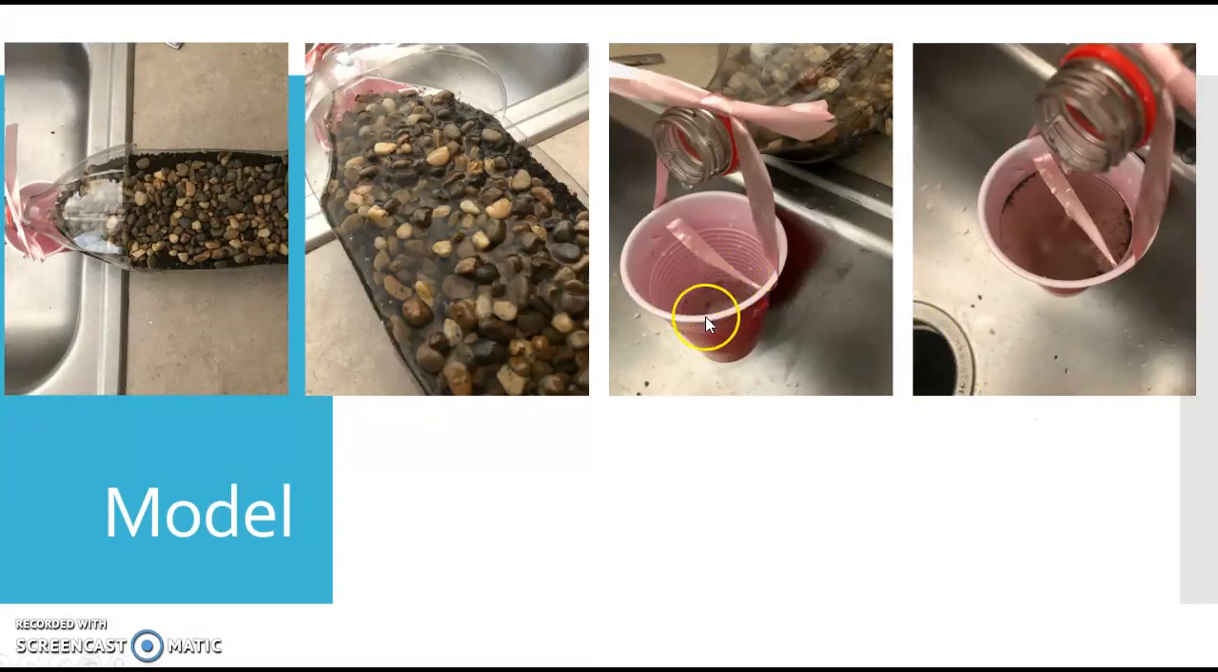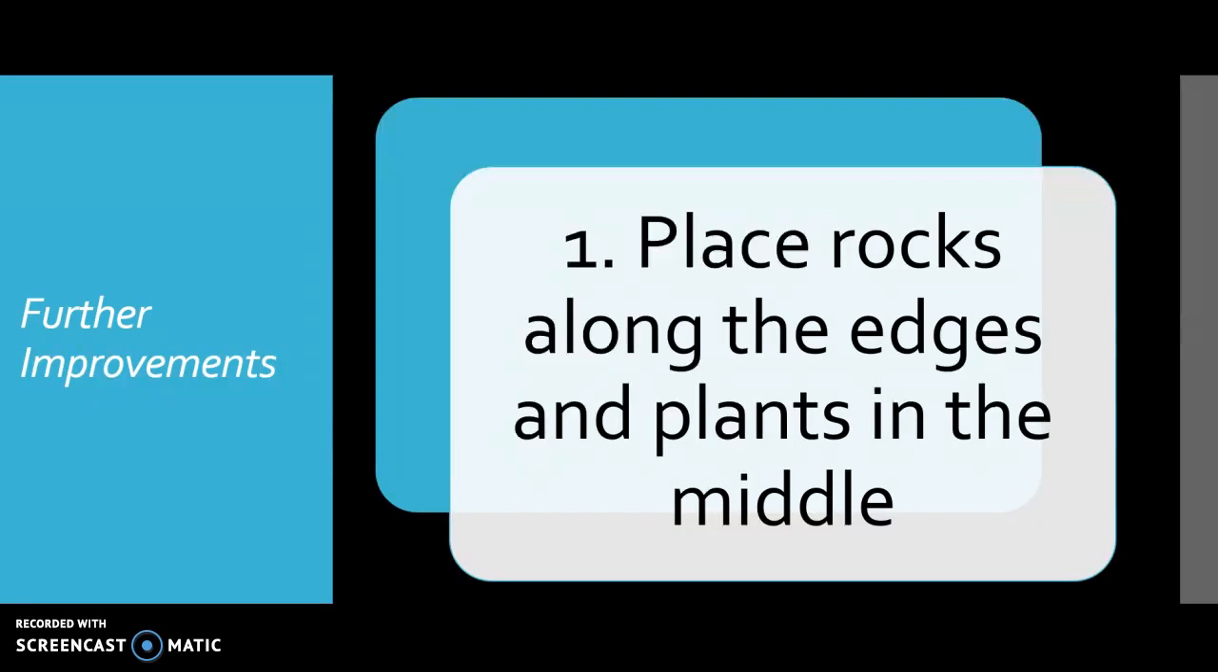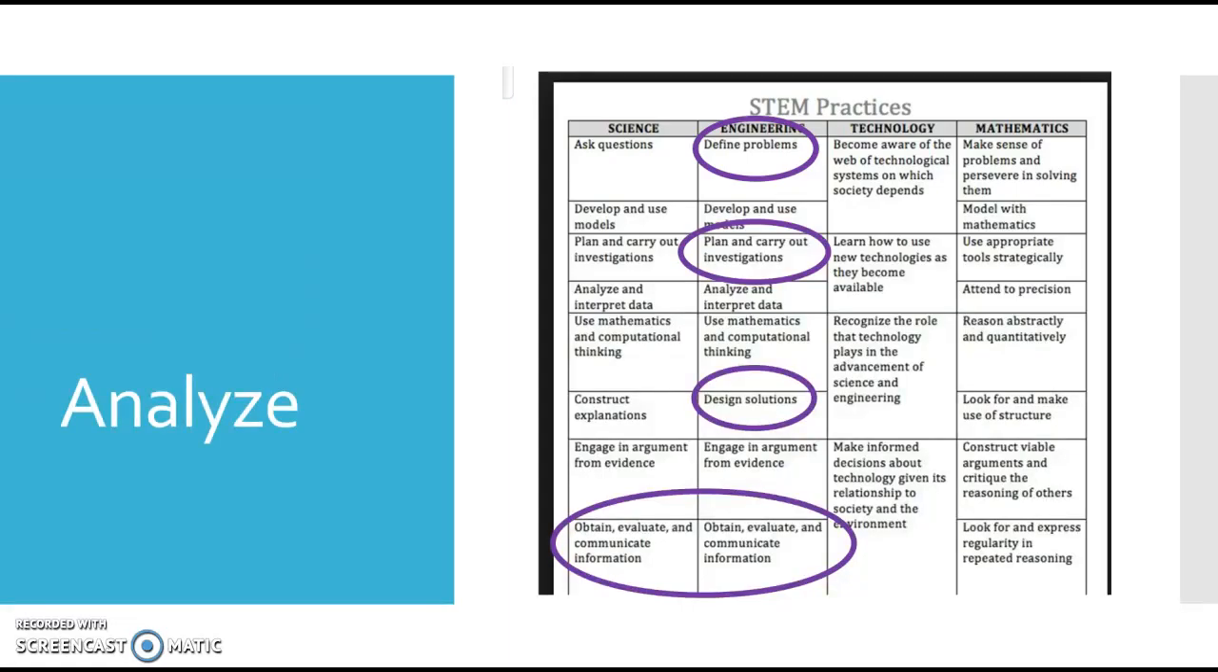As you can see, water-wise, there's not a lot of soil in it. Yes, there's still some soil that cuts through the cracks, but overall, it did a lot better job. So further improvements would obviously be to place maybe the rocks around the edges and the plants or the grass in the middle, kind of giving that double protection and double improvement with it.